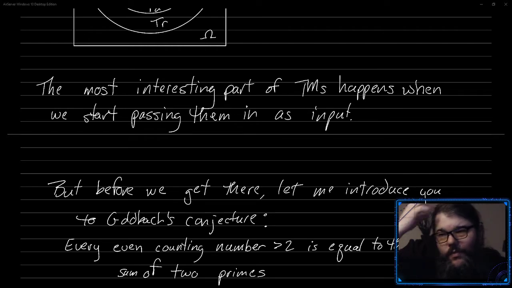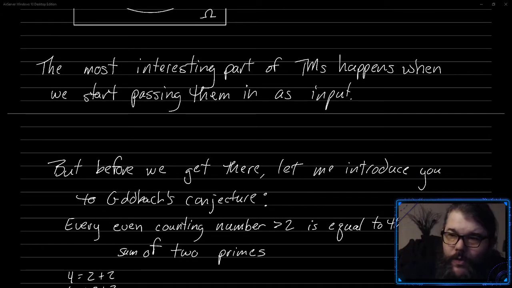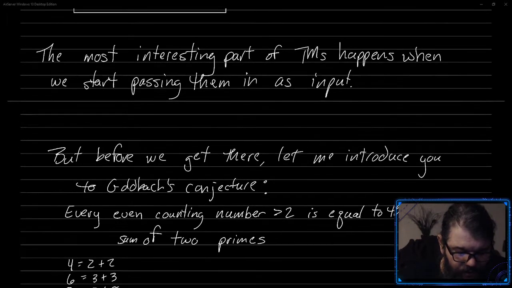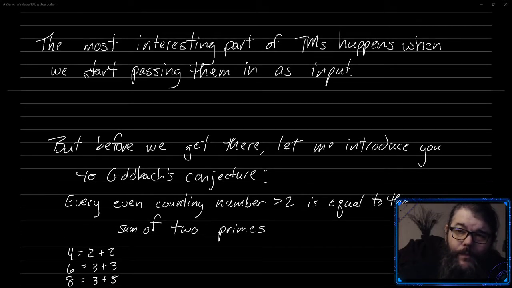of 2 primes, right? So you could start by saying, hey, that starts at 4. 4 is 2 plus 2. And if you would like, you could try this for a few others for yourself. So 6 is 3 plus 3. 8 is 3 plus 5. And there is actually some neat symmetry that's happening here.